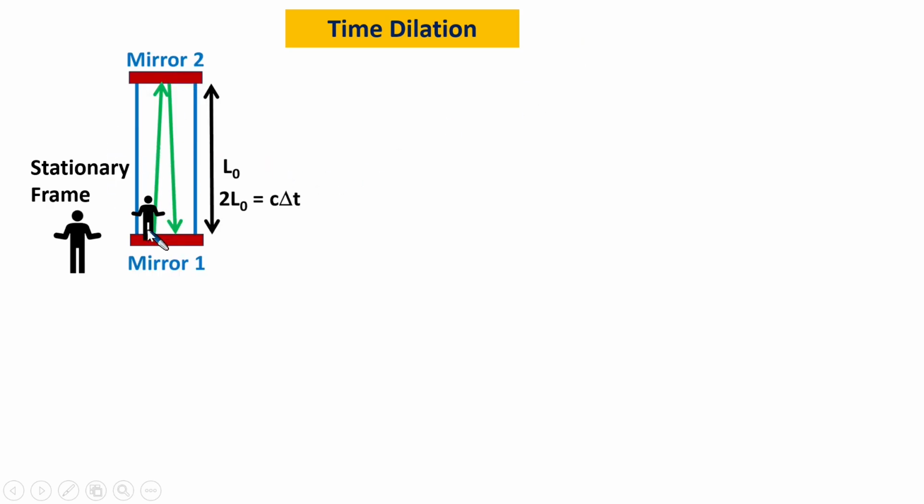So now we start with time dilation in special theory of relativity. Here I show a figure and the man is in a stationary frame. He is standing on the floor and shining a light towards the ceiling, and the distance between the floor and ceiling is L0. The light bounces back, so the distance traveled by the light is 2L0, and we know that 2L0 divided by the time taken will be the velocity of the light. This we have studied in school.